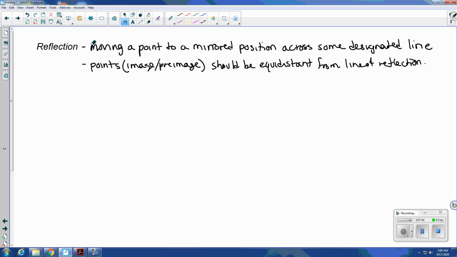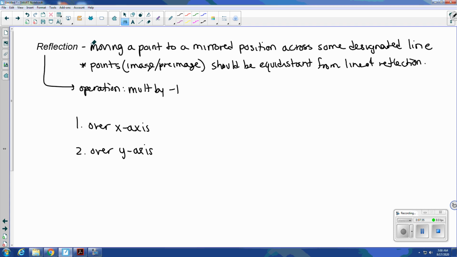Now we're going to look at, so I'll even star this, what operation is going to be used for reflections. The operation we will discover is multiplying by specifically -1. So we're going to look at 3 scenarios. We want to reflect over the x-axis, over the y-axis, and over the line y equals x.